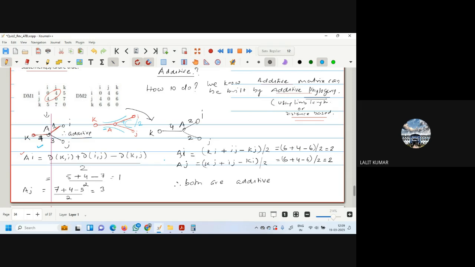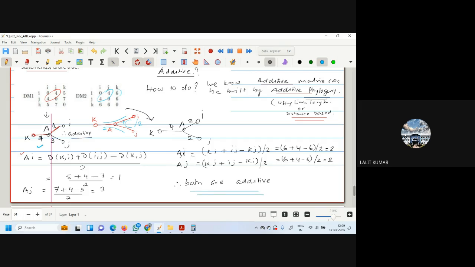Use the same method for this one also. So you do 4, 4 and find the distances. In this, you will get 2, 2. And then you put 4 for this one and 6. So we find that both are additive trees.